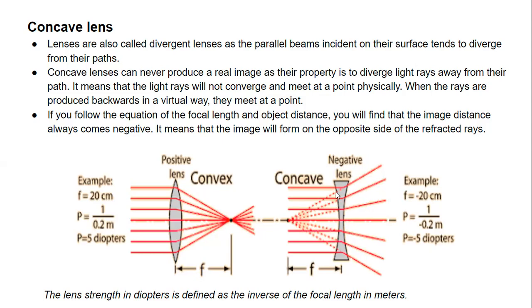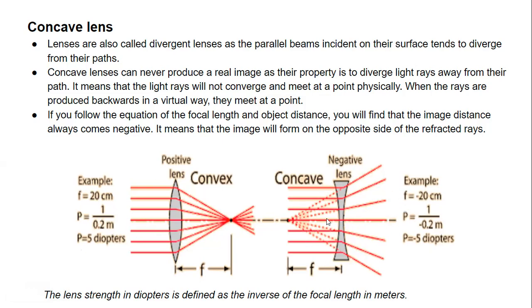Another reason for its negativity or positivity is the power or focal length of these two. As you can see, it has a focal length of 20 centimeter, and the formula for power is 1 over focal length. So it is going to be 5 diopter positive, whereas the focal length is negative.